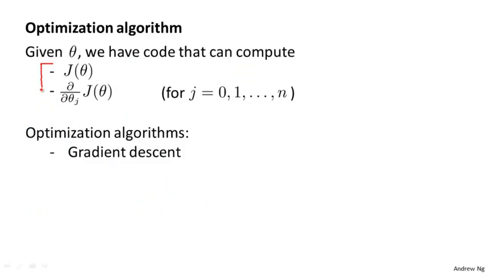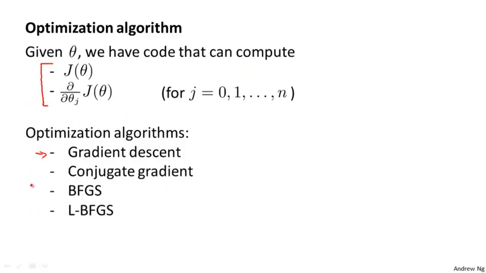So, having written code to compute these two things, one algorithm we can use is gradient descent. But gradient descent isn't the only algorithm we can use, and there are other, more advanced, more sophisticated ones that, if we only provide them a way to compute these two things, are different approaches to optimize the cost function for us. So conjugate gradient, BFGS, and L-BFGS are examples of more sophisticated optimization algorithms that need a way to compute J of theta and need a way to compute the derivatives, and can then use more sophisticated strategies than gradient descent to minimize the cost function.